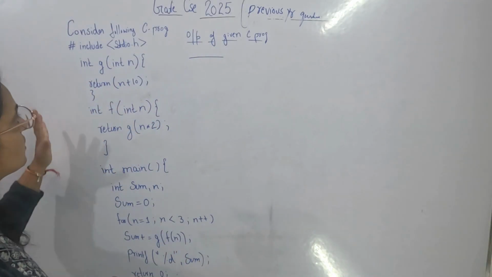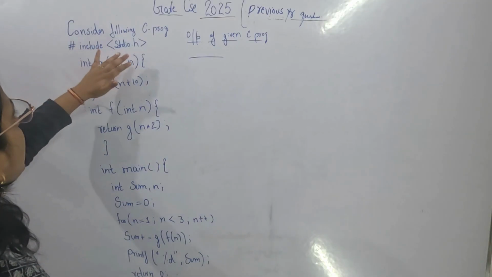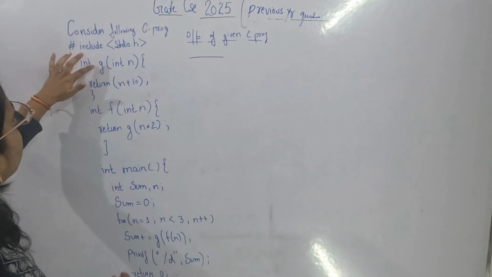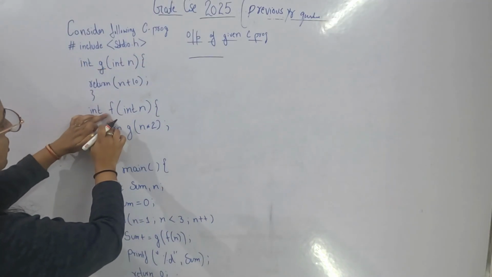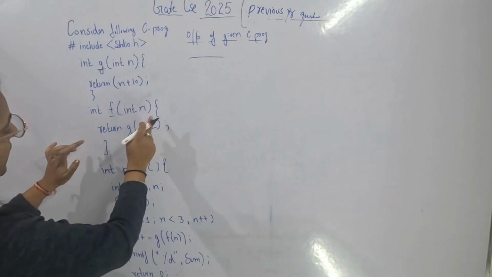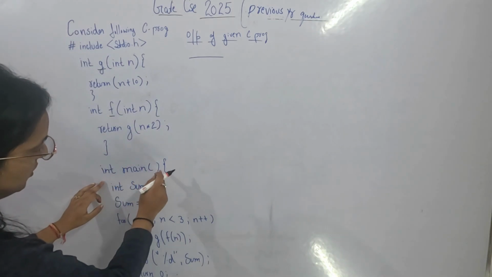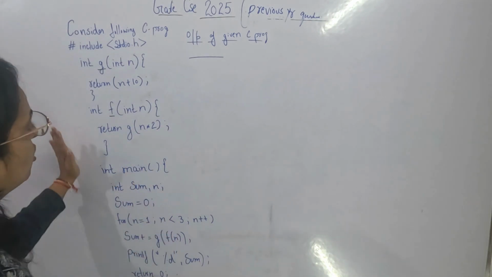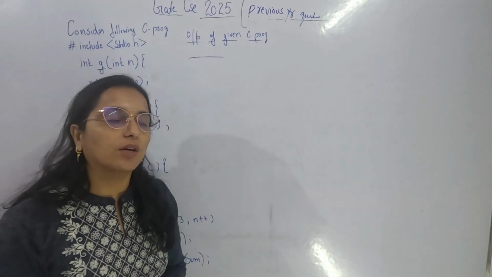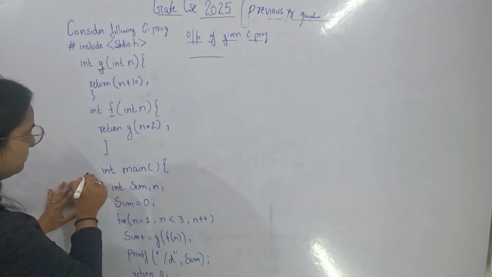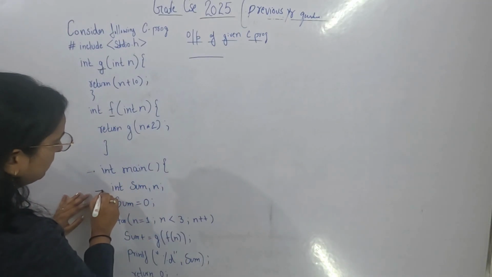What we can see here is a C program in which these are the libraries. Then there is a function g, starting here and ending here. Then one more integer function, starting here and ending here. And then our main function, starting here and ending here. Now we have to find the output. We know that we start our program with the main function, so we will come here and follow all the steps in it.